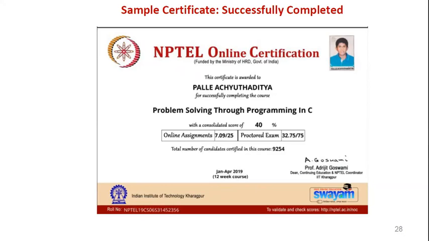But for FDP you don't have any category, only a single certificate with a consolidated score. The duration of the FDP is given on the back side of the certificate, and then the overall score will be given.